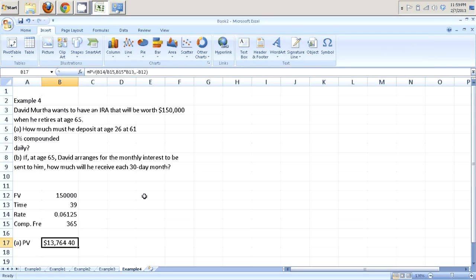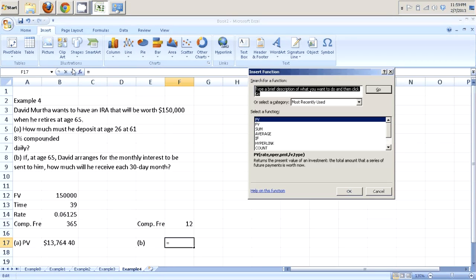How do I do part B? The monthly interest. What I do is I say the time block is 1 month and subtract off the principal each time. What we're going to say is it's 12 times a year. So, how much will we receive? It's going to be the future value.